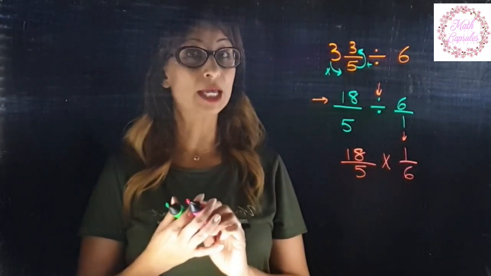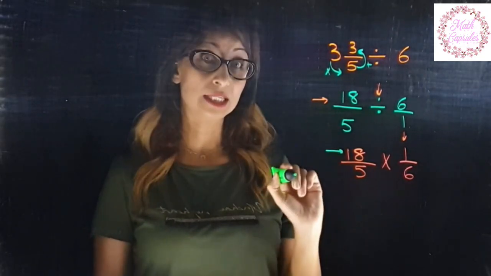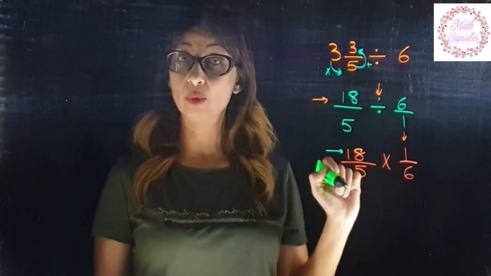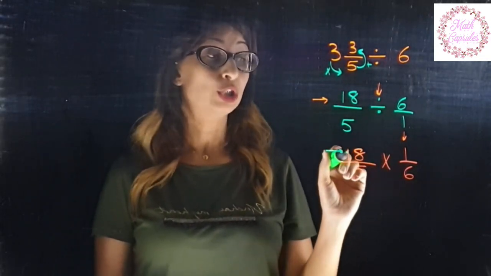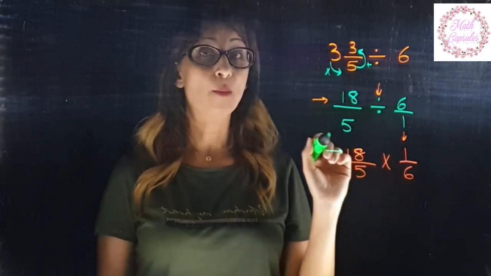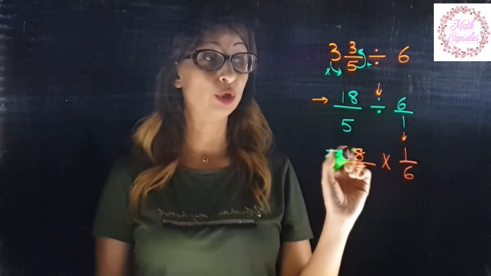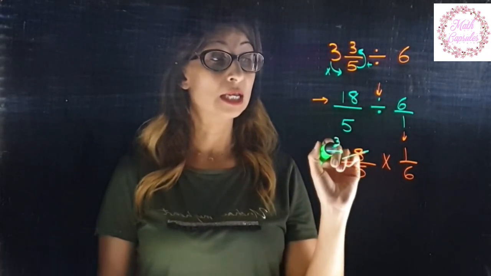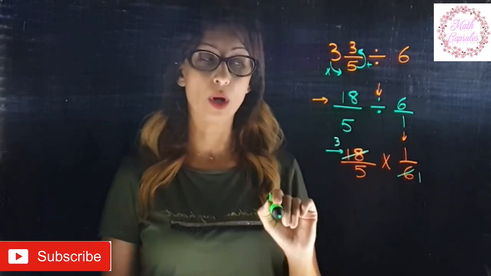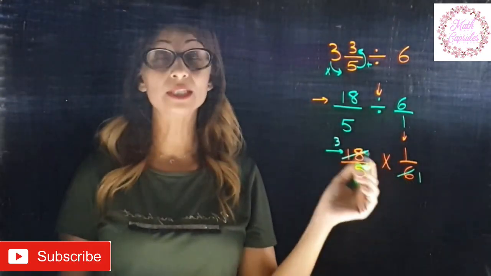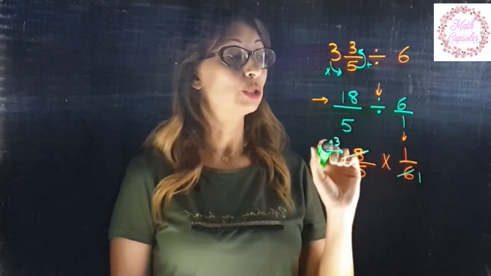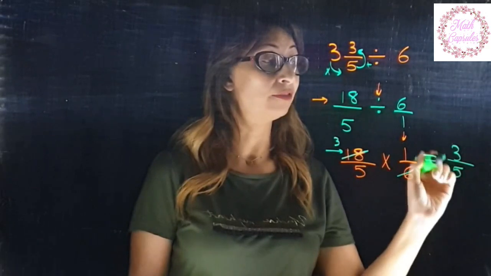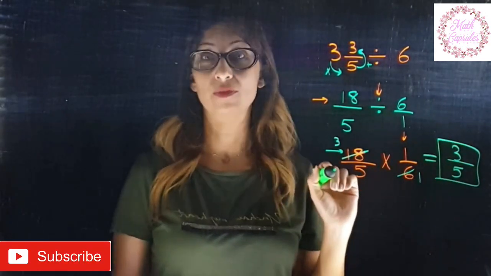Now we can look at the numerators first. 18, does it have any common factor with 5 or 6 to simplify before we multiply? Yes, it has. So 18 and 6, both of them have 6 as a common factor, so we are going to divide 18 by 6 equals 3 and 6 by 6 equals 1. Now we simplified it, so we can multiply. So 3 times 1 is 3 and 5 times 1 is 5, and the final answer is 3/5.